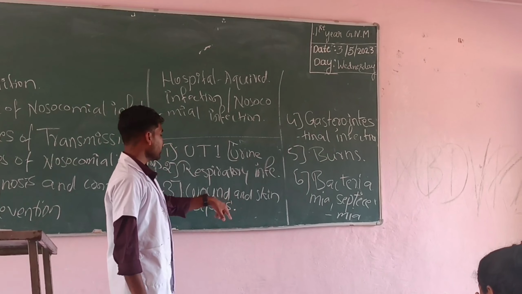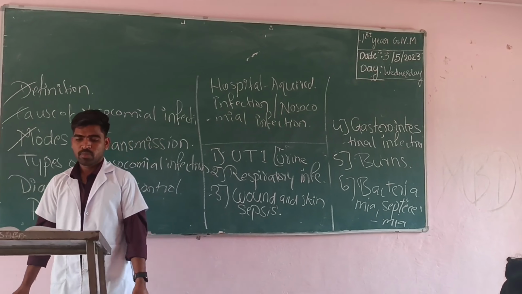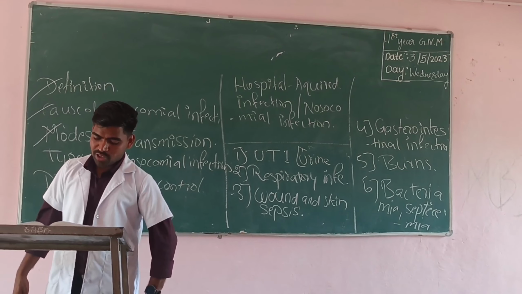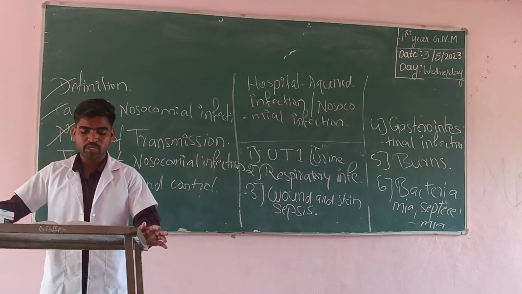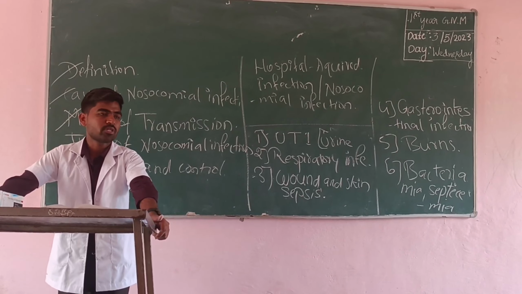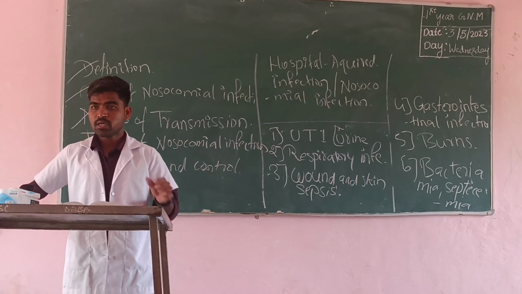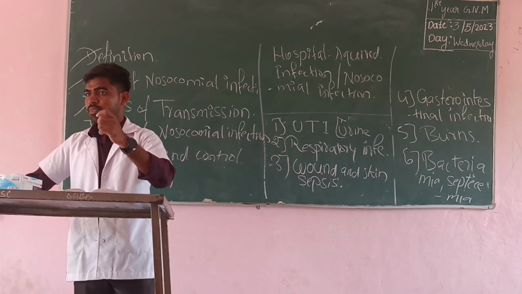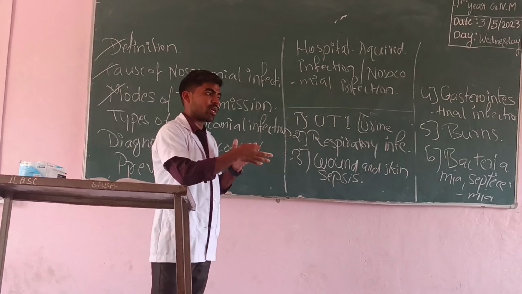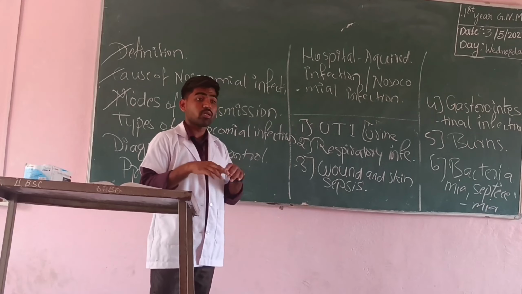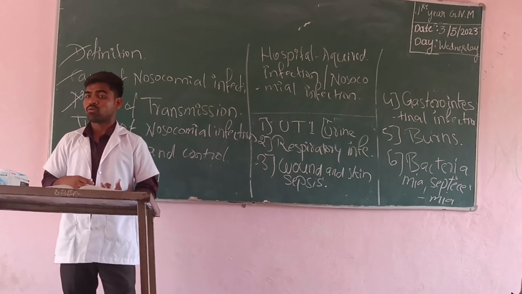Next are wound and skin sepsis. Here the incidence of post-operative infection is higher in elderly patients. Most common infection manifests within a week of surgery. After the surgery, there are sutures, right? That suture also does not heal, and through that suture bacteria enters. So it converts into sepsis.